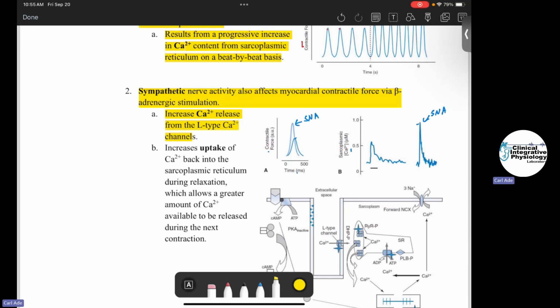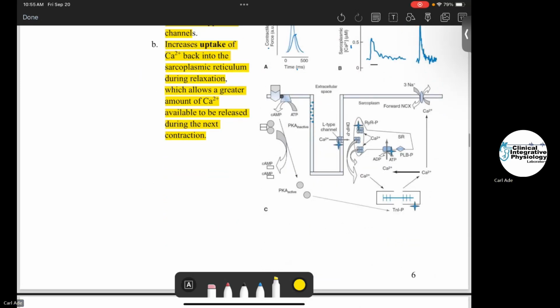We also get better uptake of calcium back into the sarcoplasmic reticulum. We mentioned this previously with the phospholamban, but if we pull more back in, that means it's got more to be released next time, so we get a better calcium gradient.